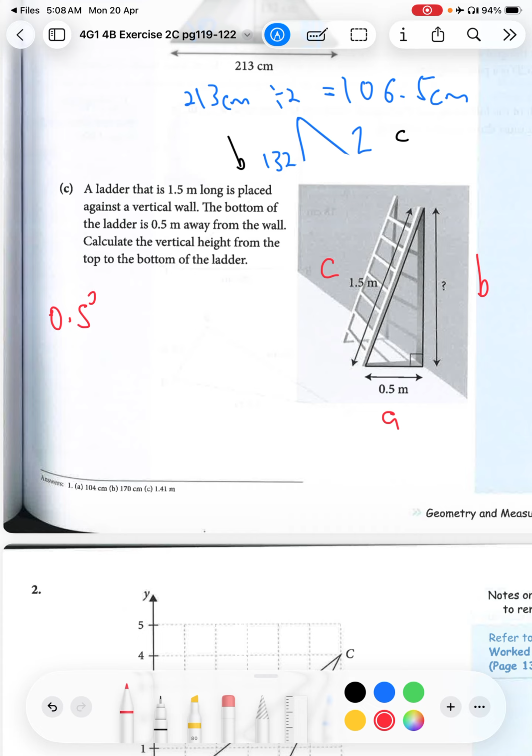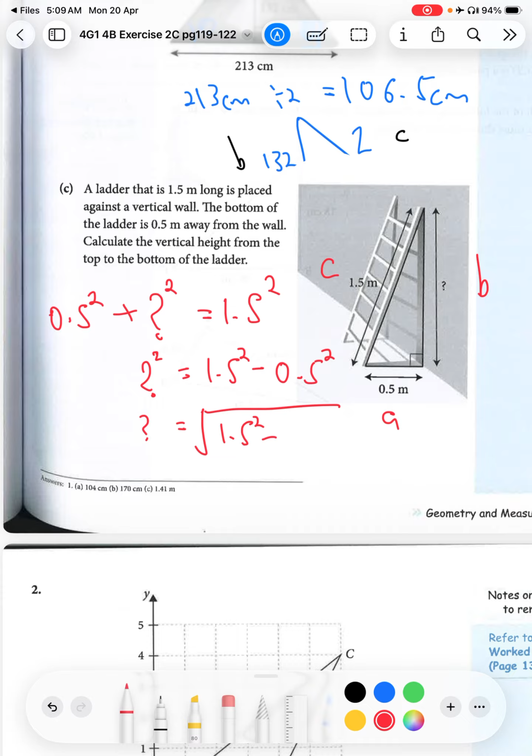So essentially it becomes 0.5 squared plus the question mark squared equals 1.5 squared. Remember, I want to find the question mark. I bring over the 0.5 squared. The question mark squared equals 1.5 squared minus 0.5 squared. I bring the square root over first. Since I've got a calculator, square root of 1.5 squared minus 0.5 squared. Then I press the calculator, I get the answer to 3SF. That's my answer.